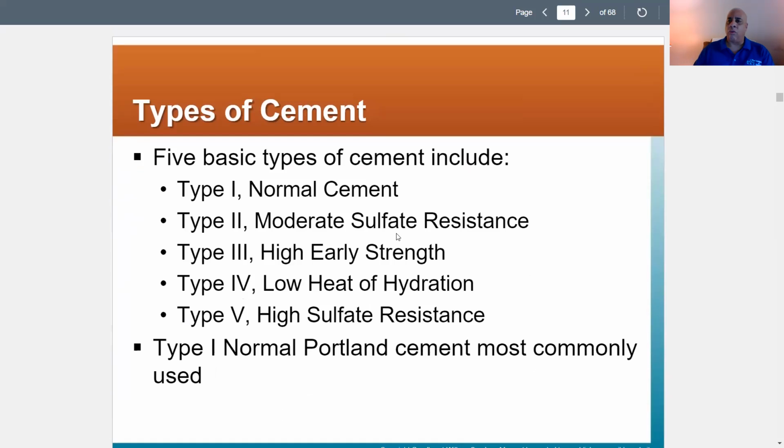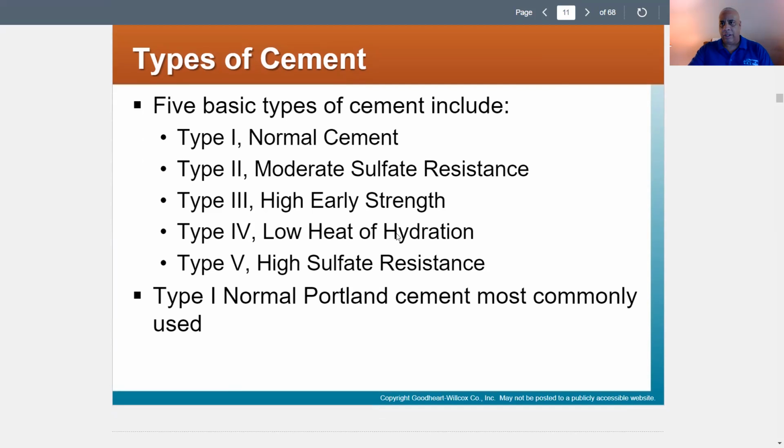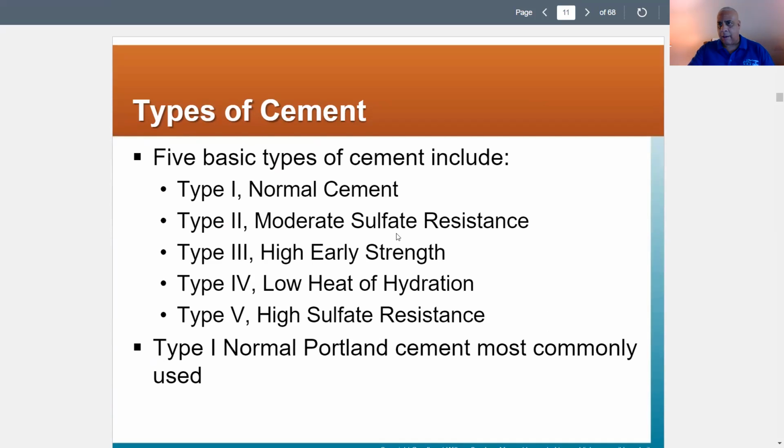Now, when it comes to cement, there are 5 basic types of cement. They include type 1, which is normal. Type 2 is moderate sulfate resistance. Type 3 is high early strength. This is what's basically used on roads. Then you have type 4, which is low heat of hydration, and type 5, which is high sulfate resistance. Type 1, which is Portland cement, is the most commonly used, because you can have that at 3,000 psi, 4,000 psi. Psi is pounds per square inch.